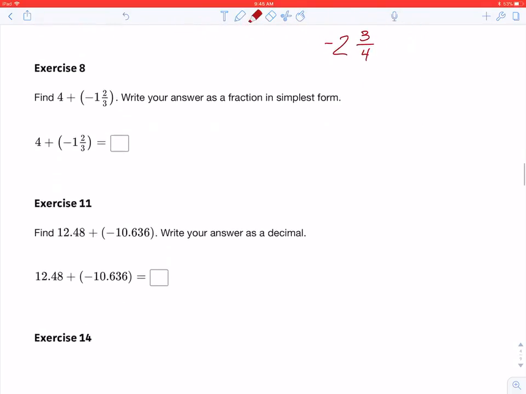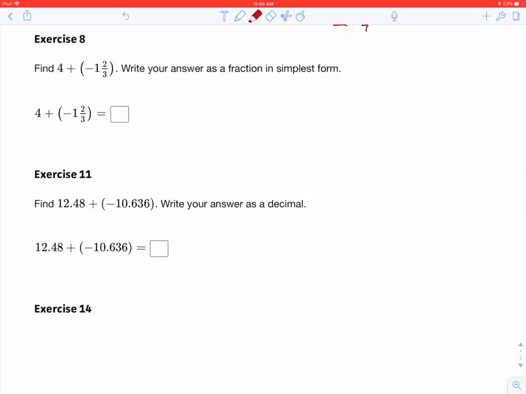Let's move on to exercise 8. Exercise 8 is different from exercise 5 in the sense that exercise 8 has a positive and a negative number. So I'm going to do my own example. I'll do 5 plus negative 2 2/3.